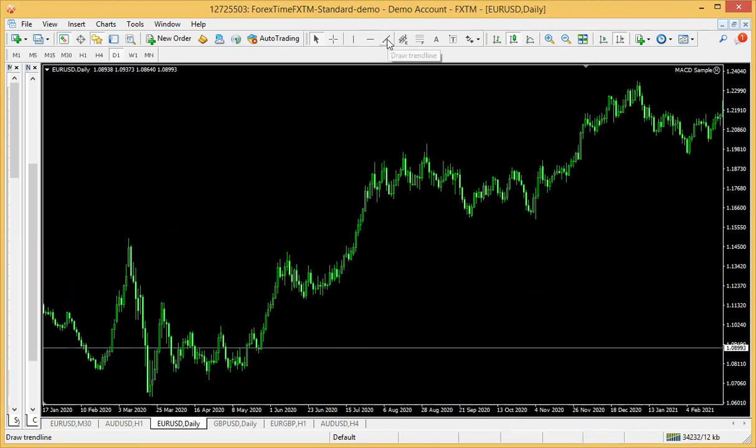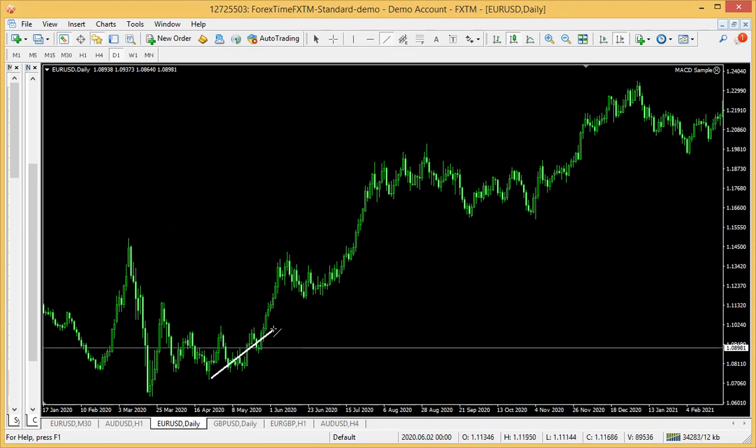This is a swing. I want to say that we have two types of swing. We have impulsive swing and we have corrective swing. And it is stated that a swing must have at least 6 candles inside it. At least 6 candles.